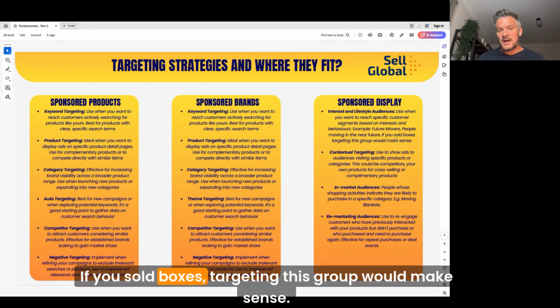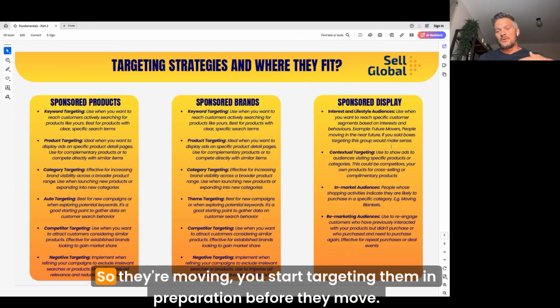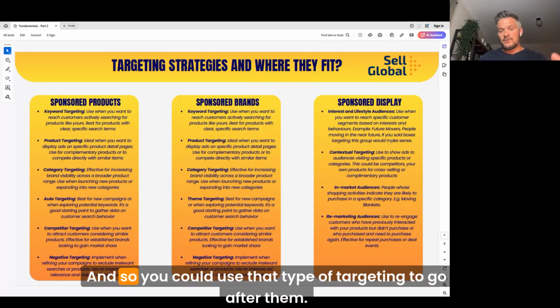If you sold boxes, targeting this group would make sense. So they're moving, you start targeting them in preparation before they move, and so you could use that type of targeting to go after them.